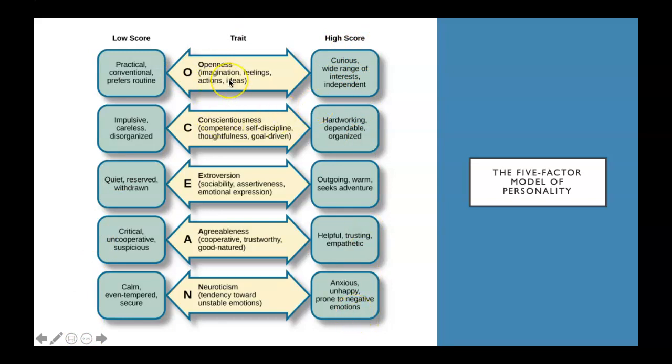So with openness, if you score high on openness, you may be very curious, have a wide range of interests, and very independent, right? You may navigate new scenarios openly. You may be welcoming to new experiences. Whereas if you have a low score on openness, you may be very practical, conventional, and prefer a routine. So you see there's a lot of differences, and there's a lot of inferences we can draw from these different traits.